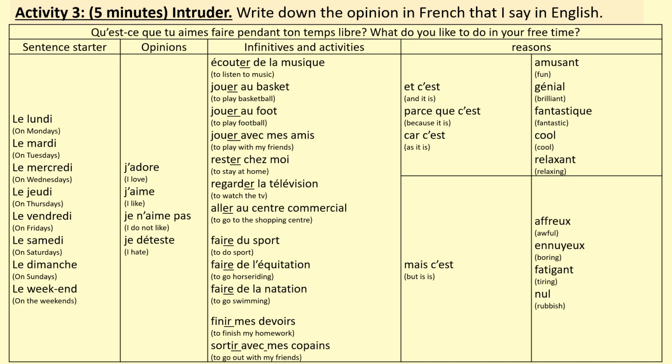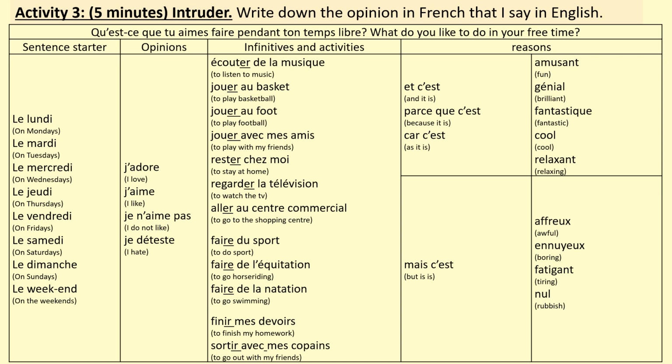Great. Okay, we're now going to play another fun game called Intruder. For this game, which I'm sure you've played plenty of times before in your French lessons, I read out a sentence in French. However, one of the words that I say will be in English. The word that I say in English is the word that you need to be writing in French in your books. For this Intruder game, I'm going to be focusing on opinions, so make sure that you pay close attention to the second column, which is to do with opinions.